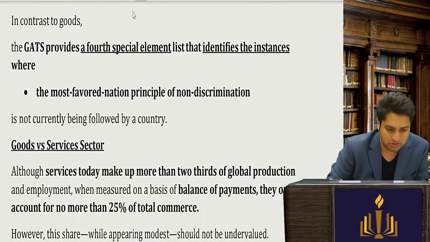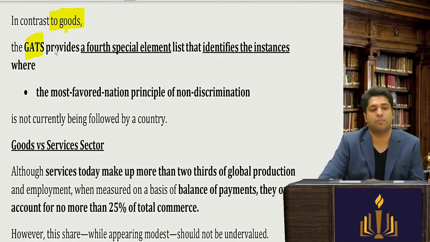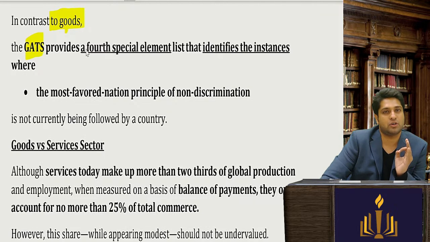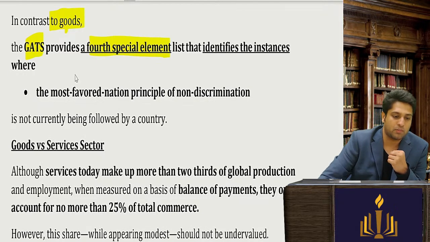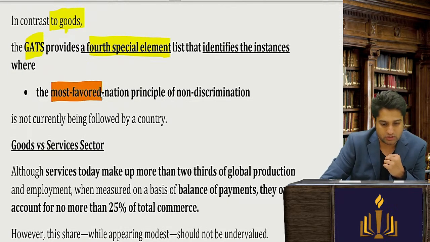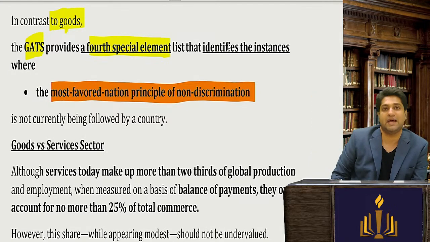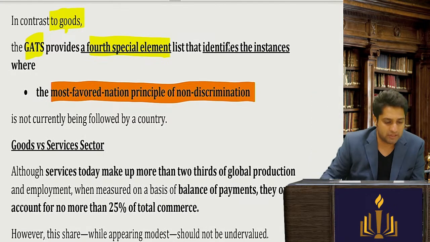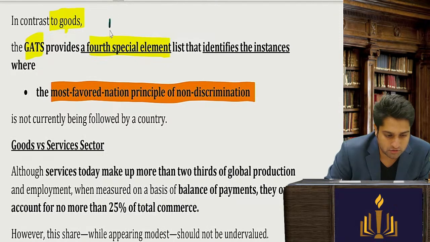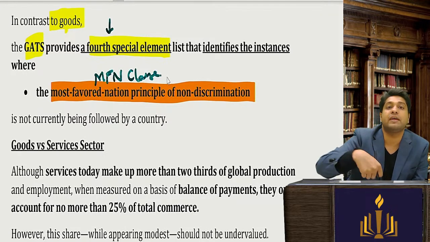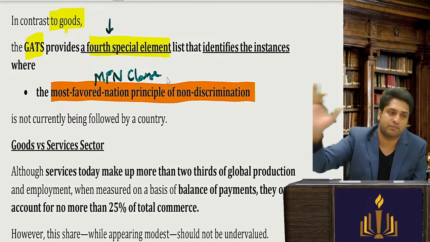In contrast to GATT for goods, GATS, the General Agreement on Trade in Services, had one special 4th element. It spoke about the most favored nation clause of non-discrimination, which was not there earlier in GATT. So GATS provided a 4th special element, that is the MFN clause. The MFN clause says if you favor one country, then it is your duty to favor all countries.